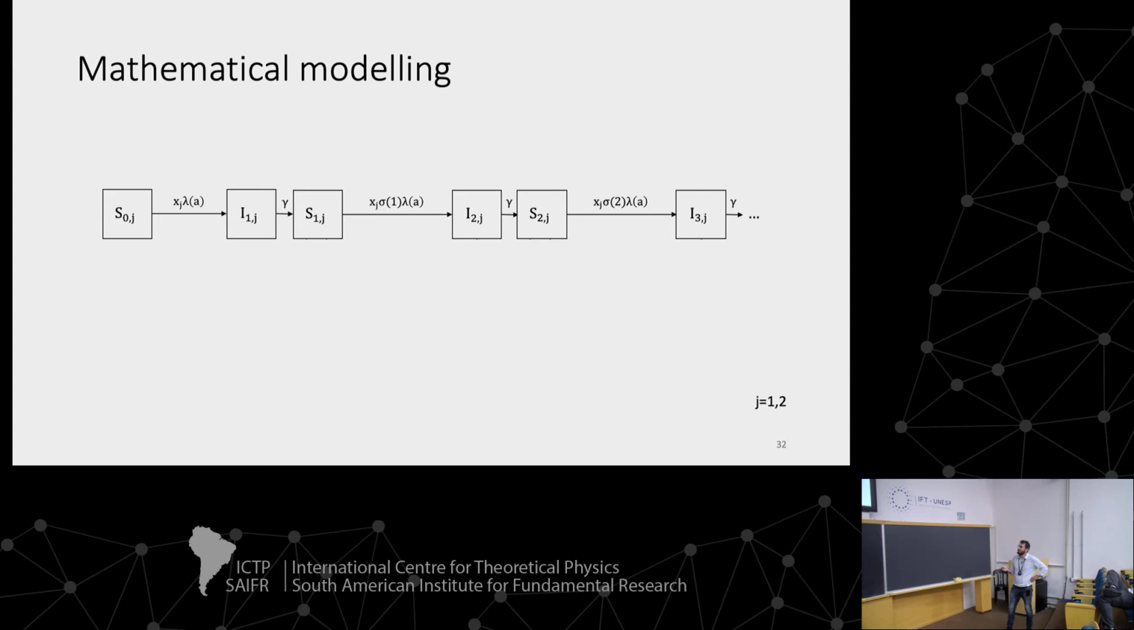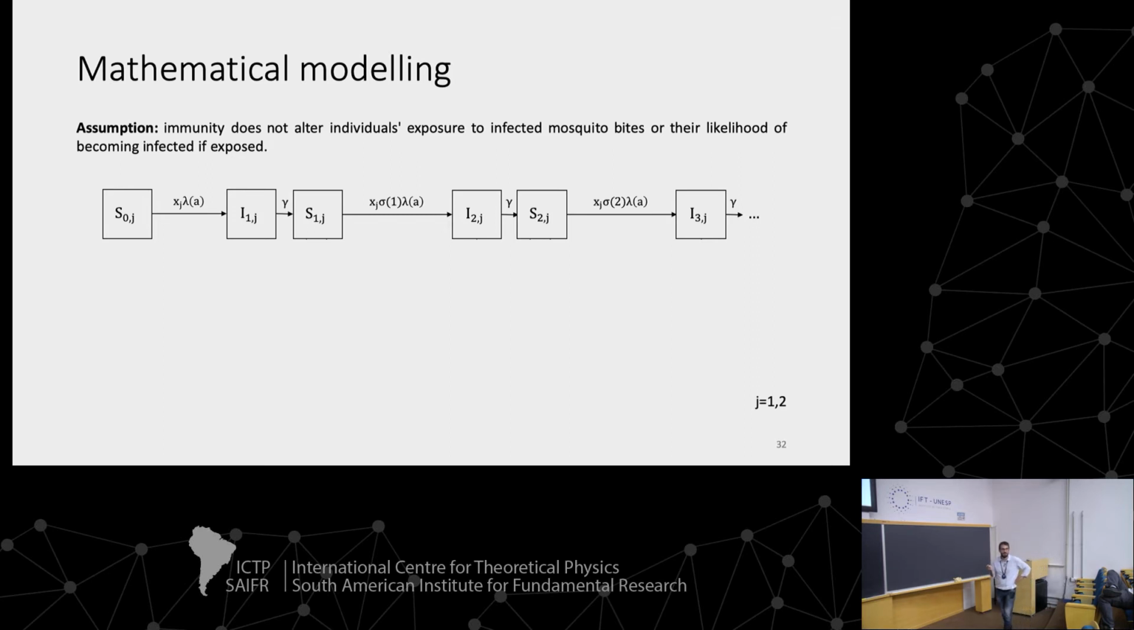Then we went back to our model, which was this one with 2 groups. J here is 1 or 2. And then we made one assumption. And this, I would say, is the biggest contribution of this work. Our assumption is that immunity does not alter individuals' exposure.